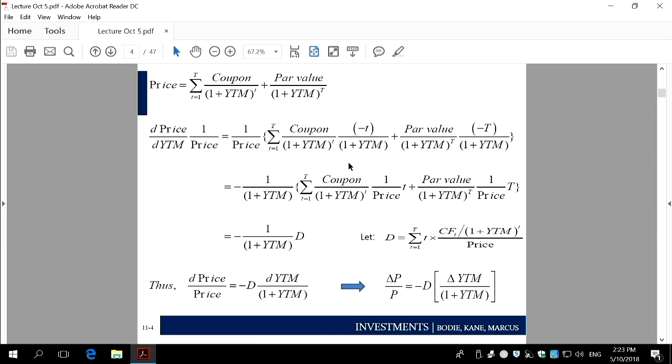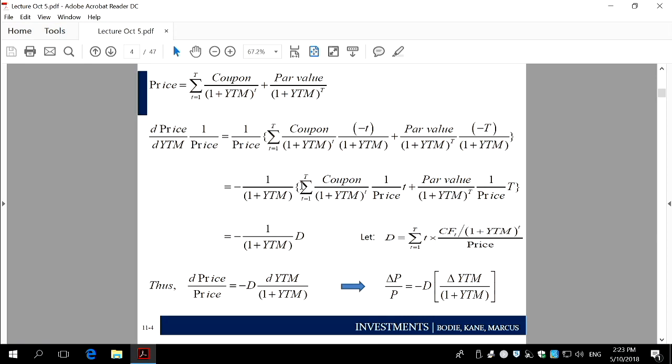So this is basic calculus. Then you just reorganize the whole thing a little bit, put this term 1 plus yield to maturity outside of this bracket and put this price inside this bracket. This is just changing the order of those terms.